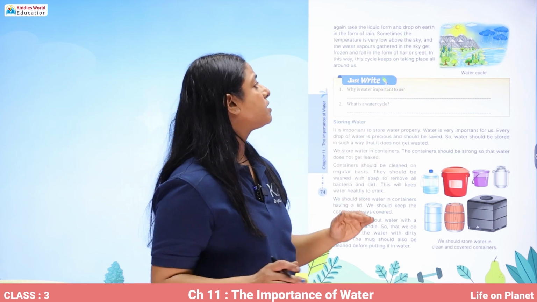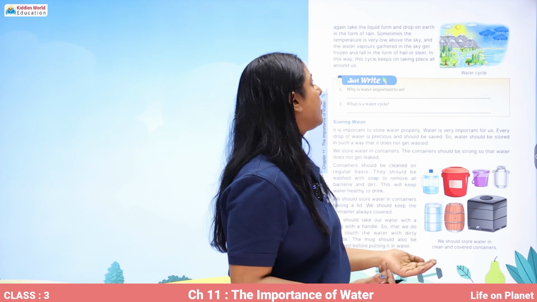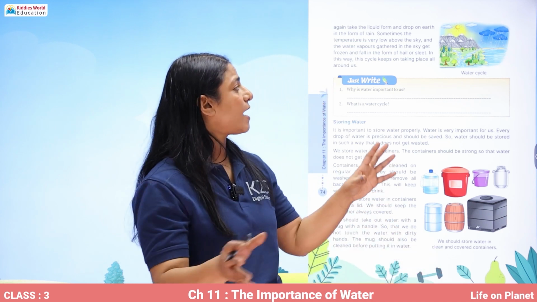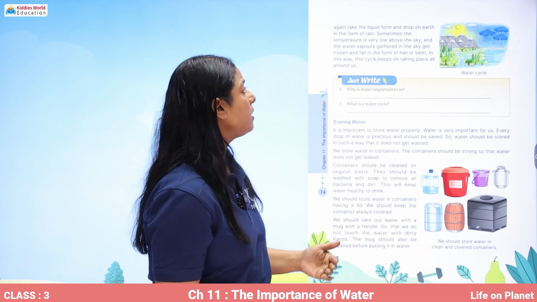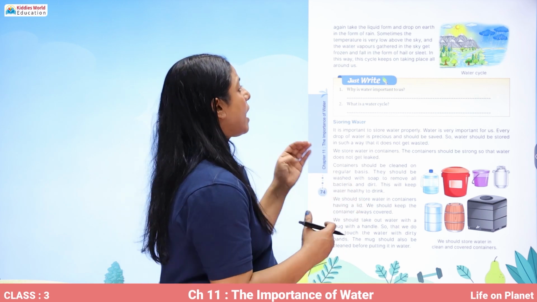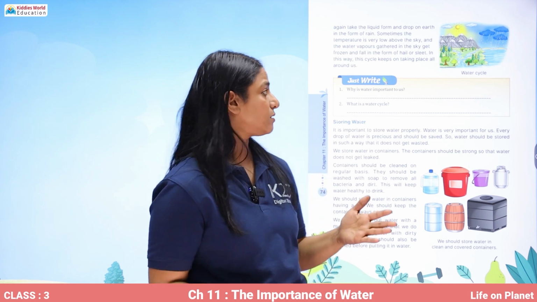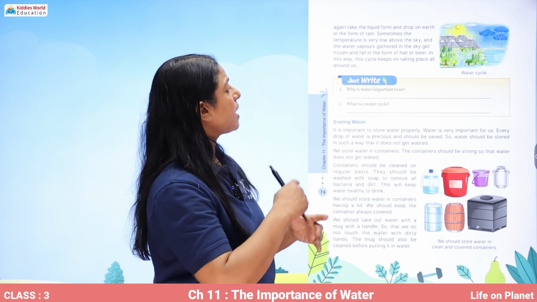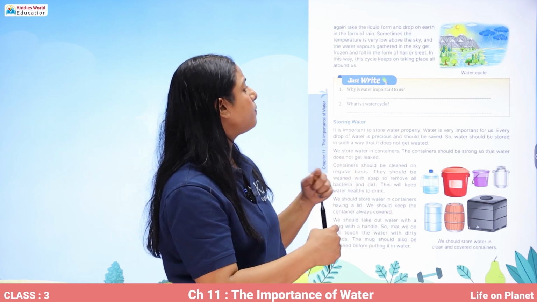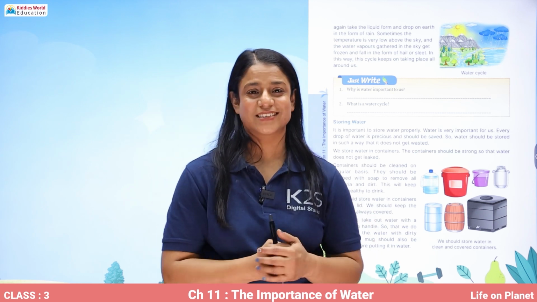Sometimes the temperature is very low above in the sky, and the water vapors gathered in the sky get frozen and fall in the form of hail or sleet. In this way, this cycle keeps on taking place all around us.